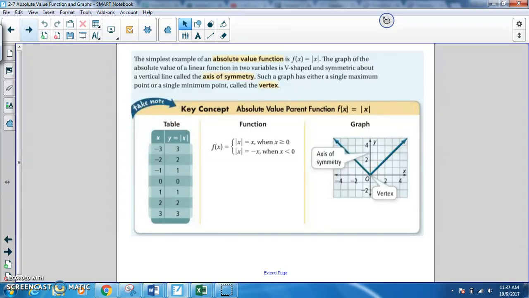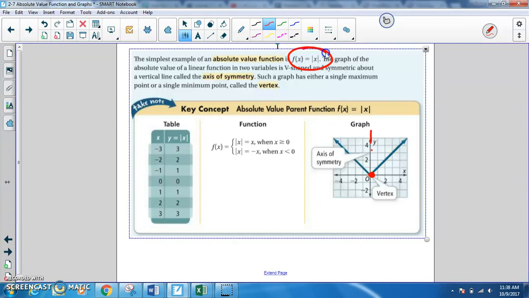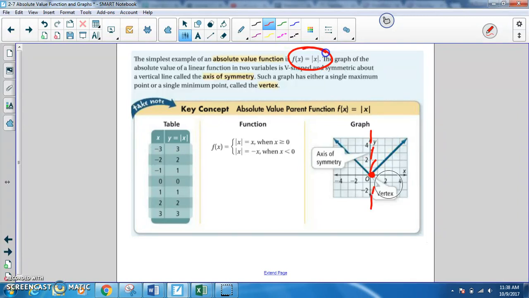We saw what the absolute value function looks like when we were talking about piecewise functions. And the simplest absolute value function is f of x is equal to the absolute value of x. That is our parent function. The graph of the absolute value of a linear function in 2 variables is a v-shape, and symmetric about a vertical line called the axis of symmetry. So we have a vertex and we have an axis of symmetry. Such a graph has either a single maximum point or a single minimum point called our vertex. So if we look at the graph, this is our vertex, and the axis of symmetry would be the line going through the middle of our vertex.